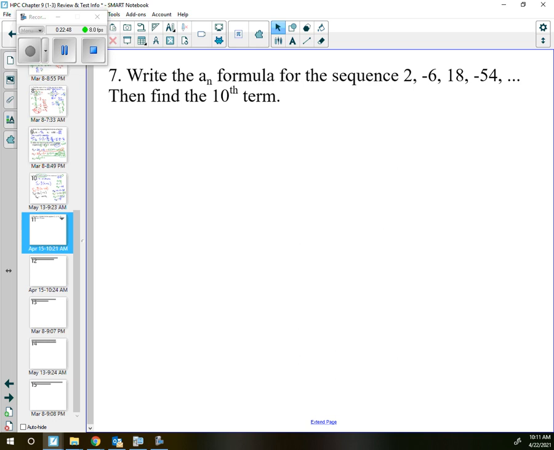All right, take a look at this one. I want you to find a formula, an a_n formula, for the sequence that you're given. So we have to figure out what kind of sequence it is, and then we're going to actually find the 10th term using our formula. So I want you to go ahead and pause the video. What kind of sequence do you think this is? And then write the a_n term.